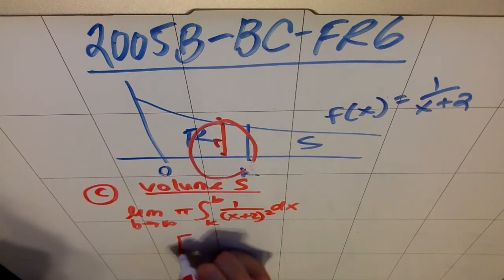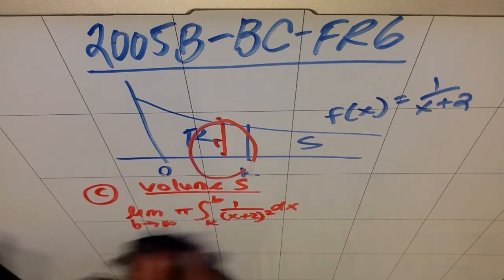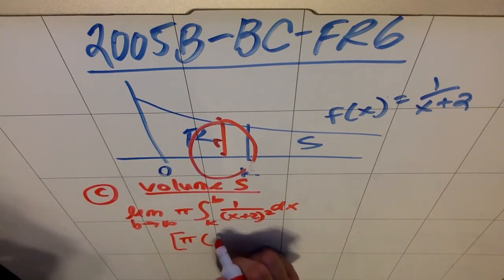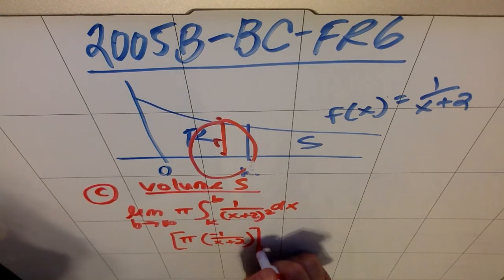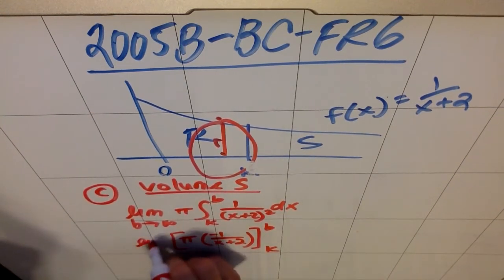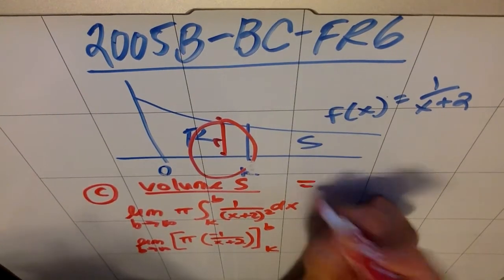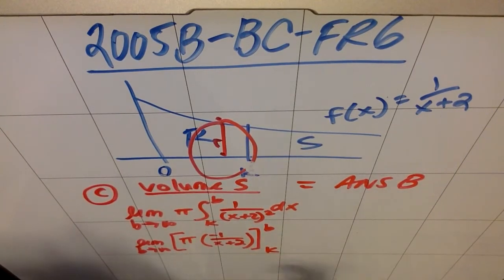We already know that this integrates to pi times negative 1 over (x plus 2). It doesn't matter if you put the pi on the inside or the outside. I'm going from k to b, but again, it's the limit as b approaches infinity. I want the volume of S to equal my answer from B, which we'll deal with in a second, but we're just going to copy that down.